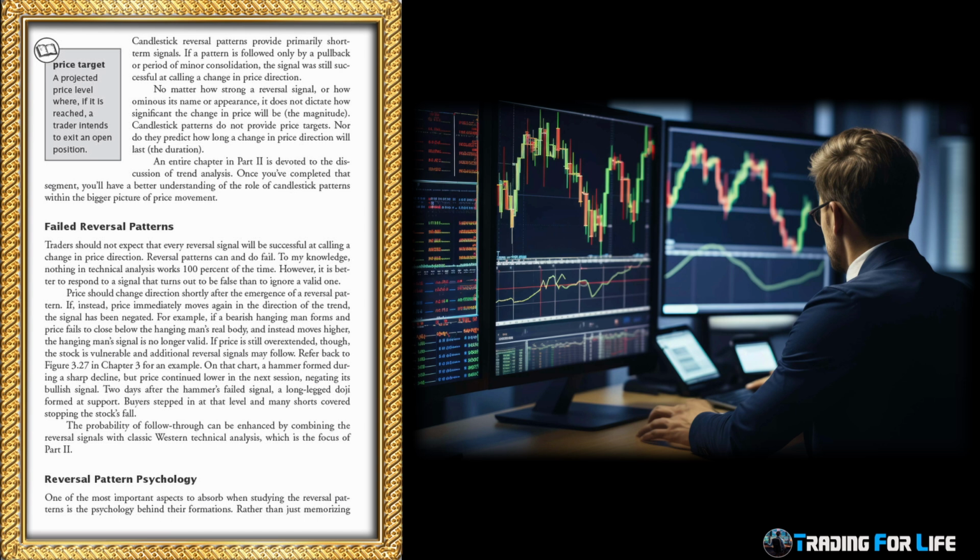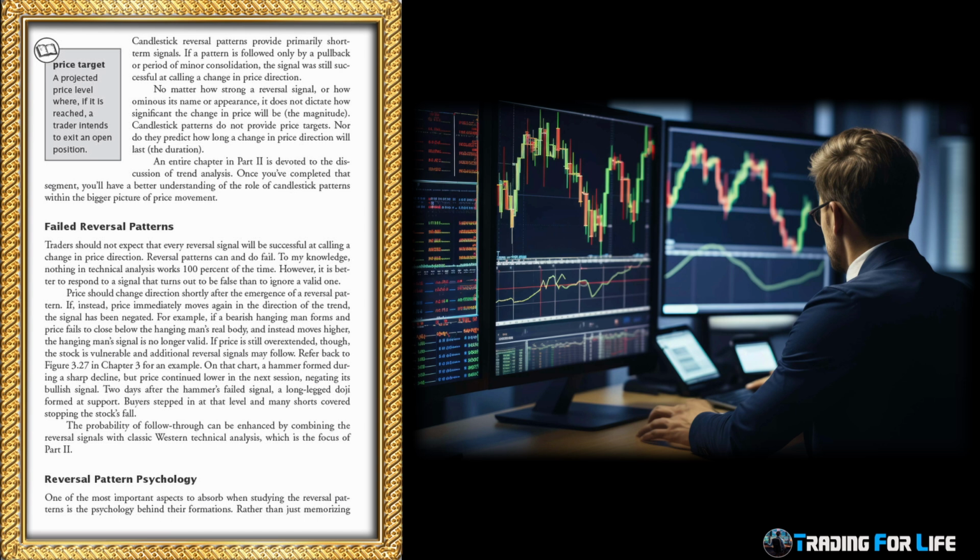No matter how strong a reversal signal, or how ominous its name or appearance, it does not dictate how significant the change in price will be, the magnitude. Candlestick patterns do not provide price targets, nor do they predict how long a change in price direction will last, the duration. An entire chapter in Part 2 is devoted to the discussion of trend analysis. Once you've completed that segment, you'll have a better understanding of the role of candlestick patterns within the bigger picture of price movement.